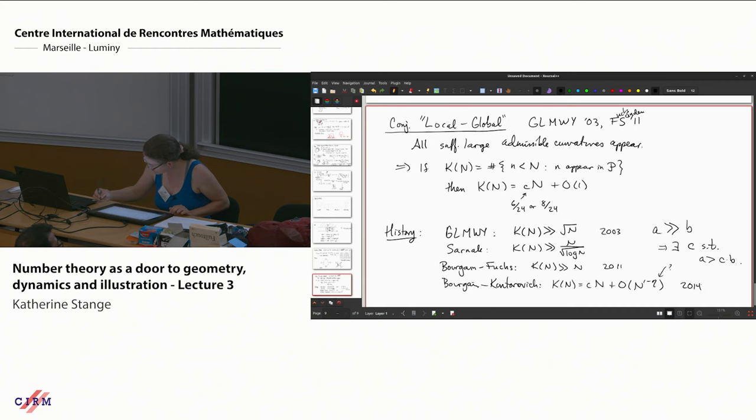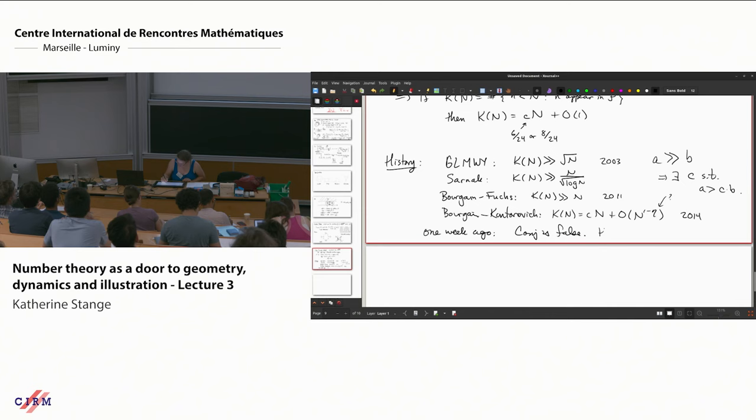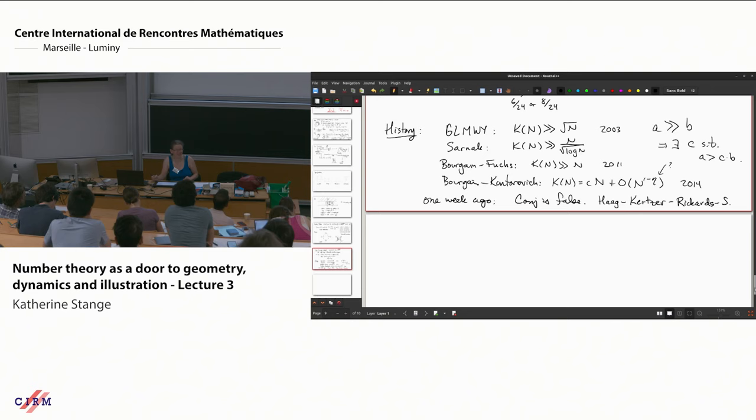All right, and then the newest is 1 week ago, which is that the conjecture is false. And so this came out of an REU originally, which I was working on. So this is Haag, Kertzer, Rickards, my postdoc, and myself. And so it can't be overly false, right? Because we've got these bounds. But there's another obstruction going on.